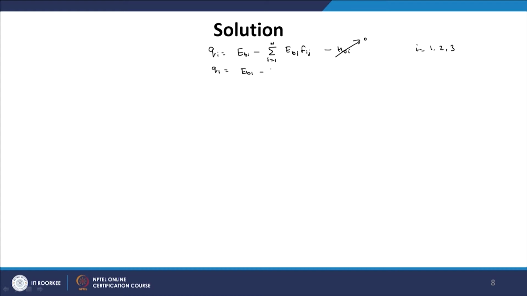Eb1 minus Eb2 F12 minus Eb3 F13. Let us call this equation 1.